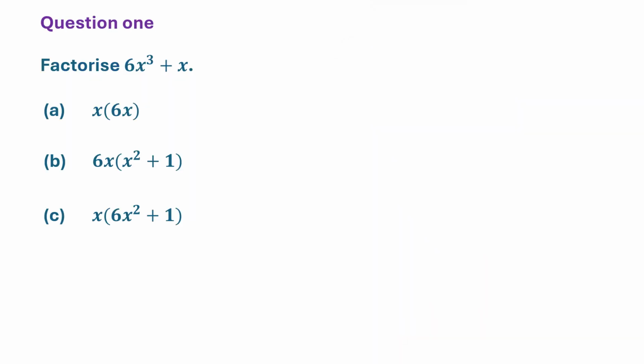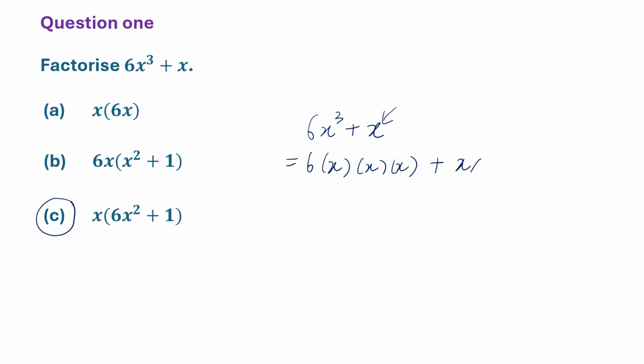Question number 1. Let's factorize 6x cubed plus x. What's your answer? Yes, the correct answer is C. Why? 6x cubed plus x can be expressed as 6 times x times another x times another x. And this x here, you can express it as x times 1. So we can see that the common factor is x here, which we're going to factorize.